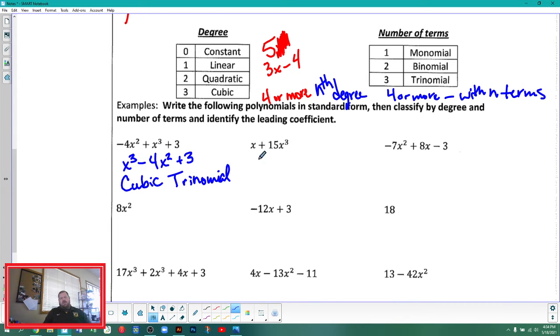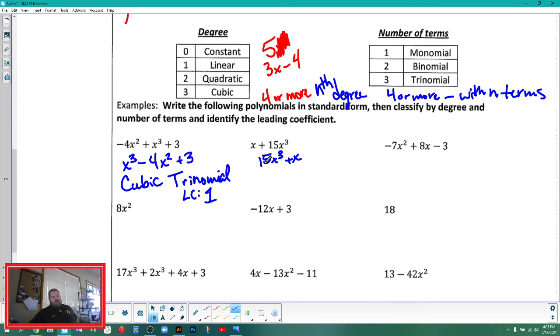Okay. Next one, same kind of thing. I'm going to put the 15x cubed first plus the x. Oh, and it says to identify the leading coefficient, we can say LC for leading coefficient is positive 1. 1 is being multiplied by that x cubed. So that's everything on that one. Maybe I'll just do 3 of them and kind of leave it at that.